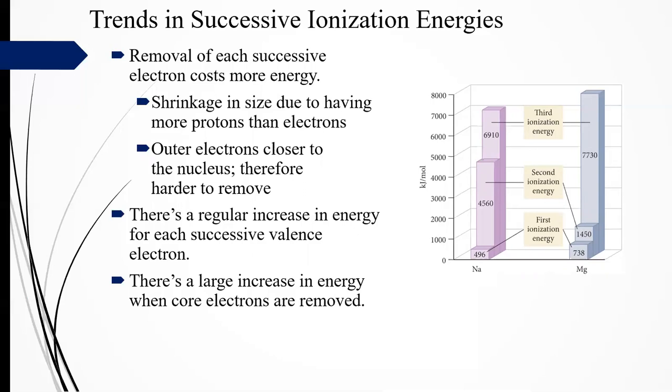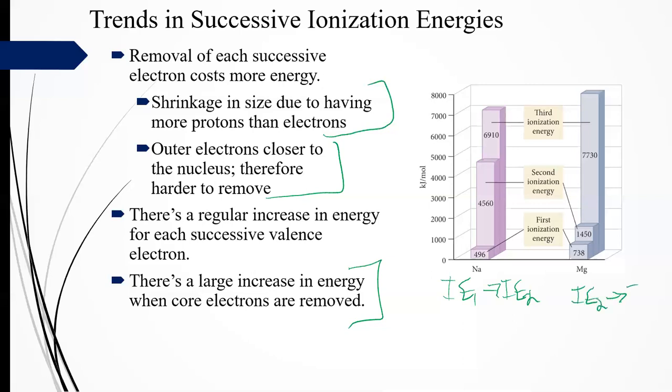So when we first remove it, there's always some shrinkage because we have more protons than electrons. And so those electrons are a little bit closer and a little bit harder to remove, so that always increases a little bit. But when we remove a core electron, there's a big jump. So for something like sodium, you can see the big jump occur between IE1 and IE2. It's almost 10 times bigger for its change. So it got a lot bigger. But for magnesium, that big jump didn't happen between IE1 and IE2. It happened between IE2 and IE3.